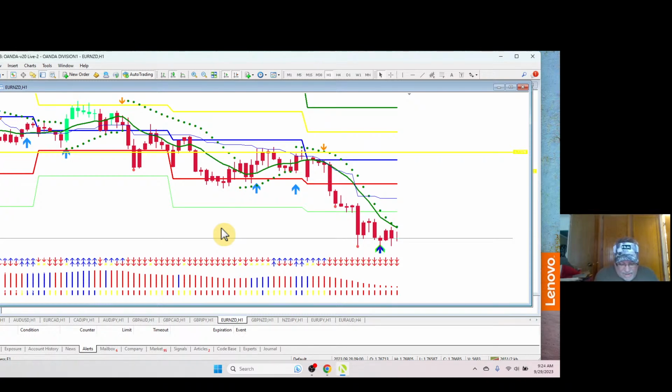But I got a half a size position with the very low risk. I'd like to be able to move my stop loss to here on the Euro New Zealand, but I got to have a take out of that high before I can do that. And it may or may not happen. Nobody knows. You have to be a fly on the wall.